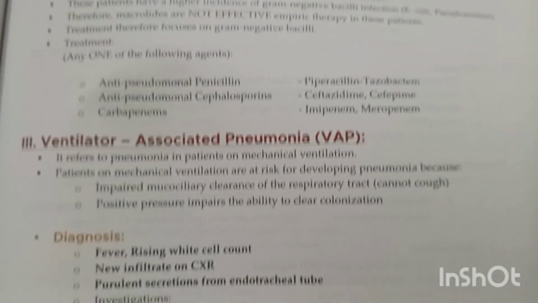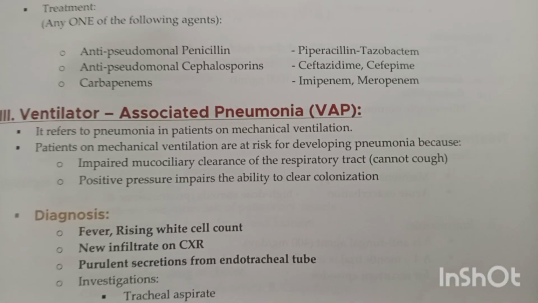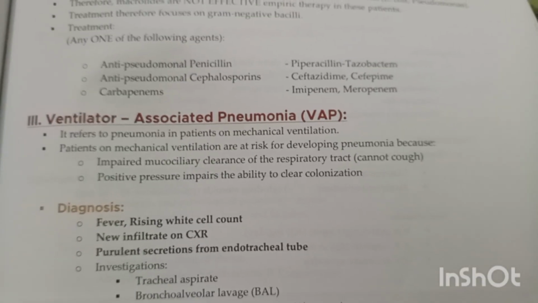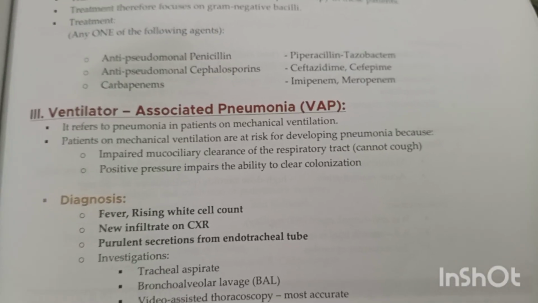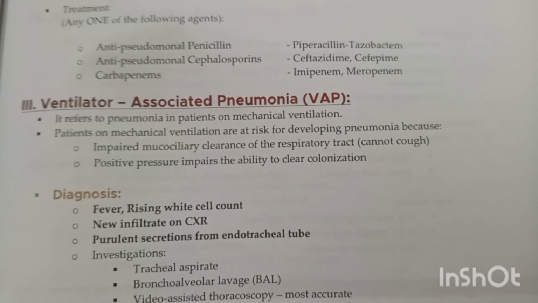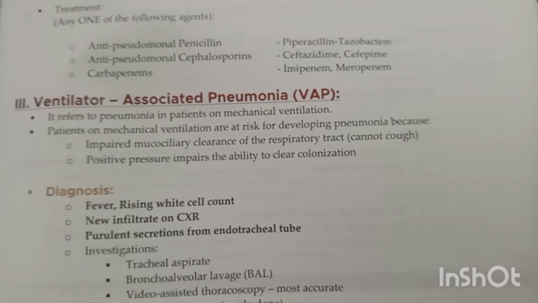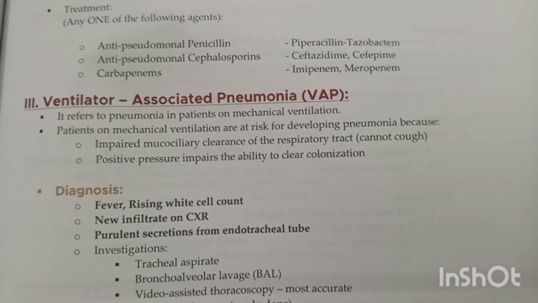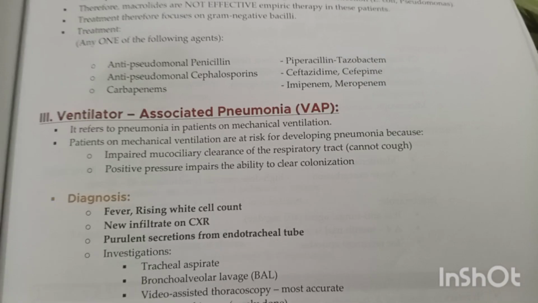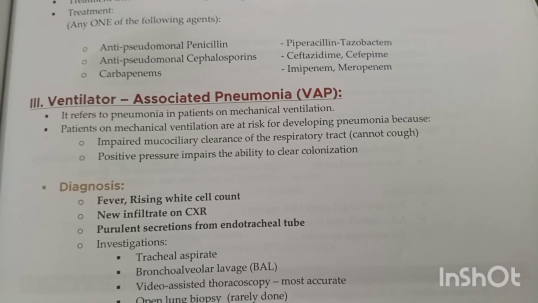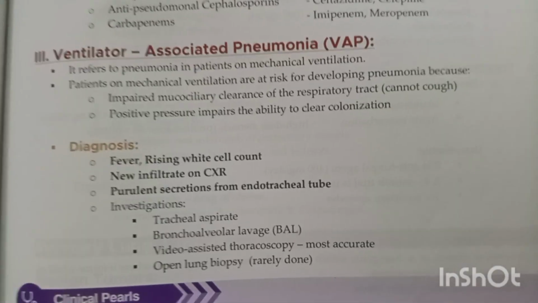If the patient is on mechanical ventilation in the ICU, and has acquired pneumonia after the ICU admission or after being on the ventilator, then we call it ventilator acquired pneumonia. Those patients who have structural lung disease, or cystic fibrosis, have the risk of developing ventilator associated pneumonia.